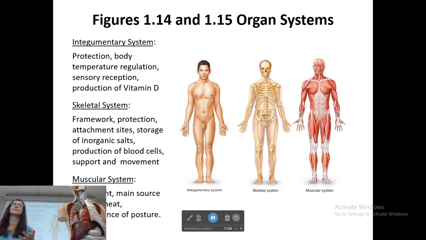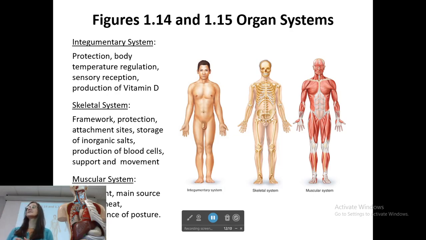So those are some of the major functions, as well as storage of calcium and other minerals, and also production of your blood cells. So in your bone marrow, you produce those blood cells, right? So that's the skeletal system. What about on the outside of the little models there? You guys in the back don't have it on yours, but what do you see on the outside of those models? The muscular system, right?